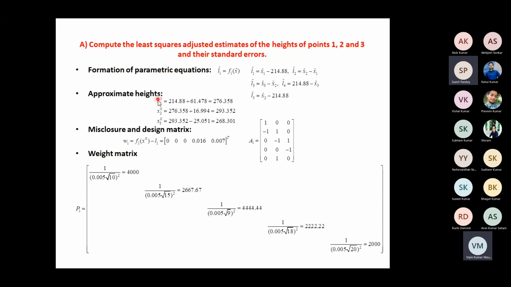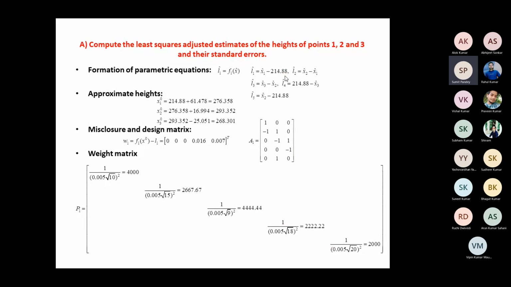So in your case, it is linear. So x1 naught is 276.358. Means you are sending this L1 to that side. So it will be x1 value, from here x1 naught, minus 14.88 minus L1. It should be 0. If all values are correct and it is 0, it means there is no misclosure. Everything is okay.